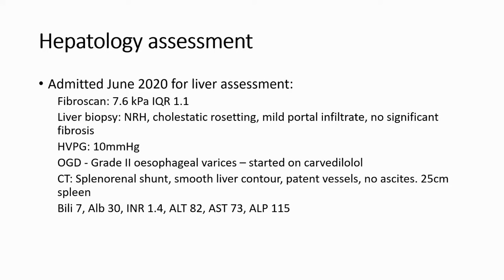We re-imaged him, and he had evidence of portosystemic shunting, but all of his vessels were patent, and he had a big spleen. And by this point, he'd become hypoalbuminemic. His prothrombin time was elevated, his INR was creeping up, and his liver tests remained persistently abnormal. And overall, we did feel that the albumin and the INR were probably more related to nutritional defects with his very severe enteropathy rather than liver synthetic failure at this point.